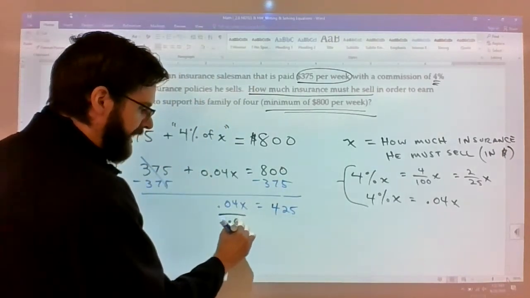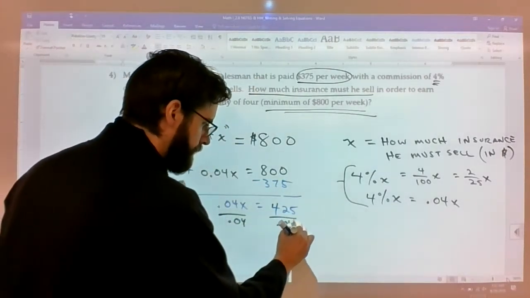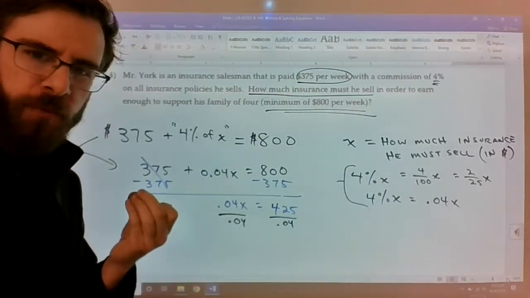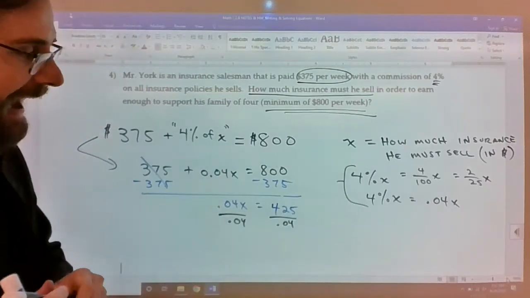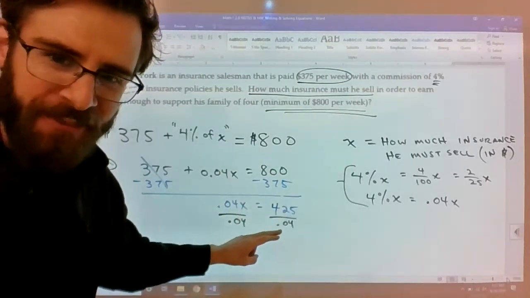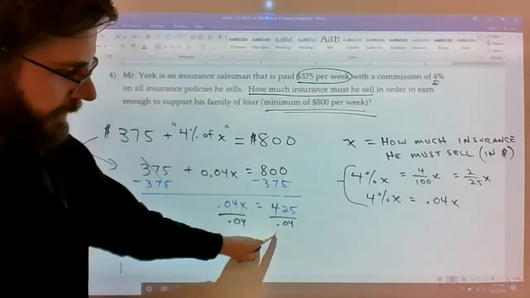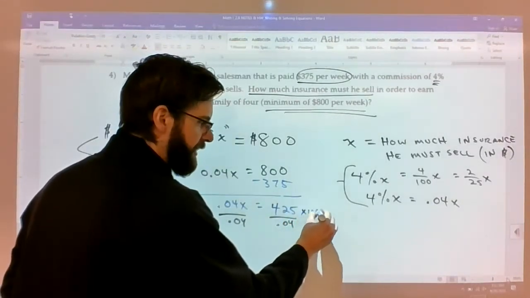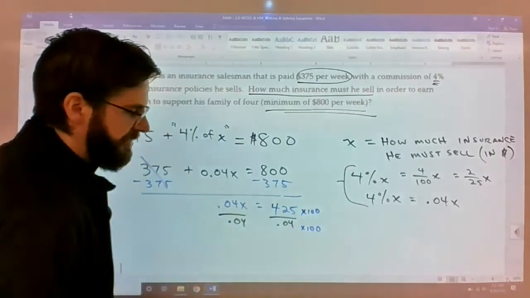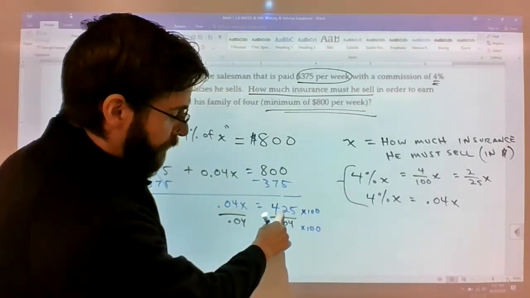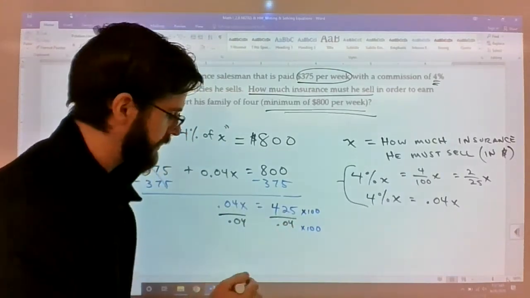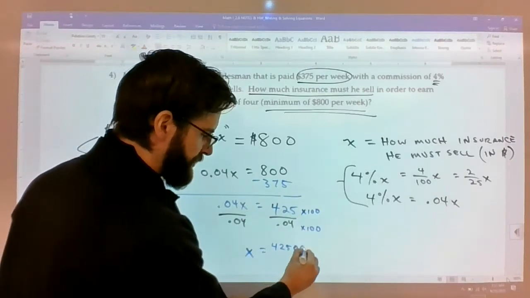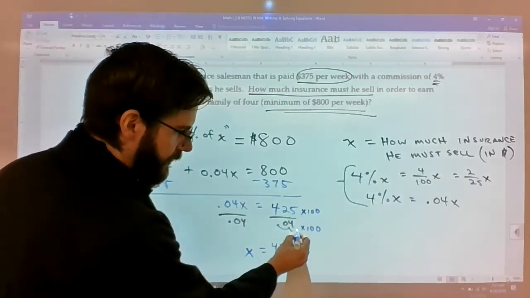At this point, I can divide by 0.04. And using your knowledge of what to do when you're dividing by decimals, I can multiply both the top and the bottom by 100, because the decimal place is 2 spots to the left. If I multiply this by 100 and this by 100, then I can call this 425 with 2 zeros after it. Okay, times 100 means put 2 more zeros, divided by 4.